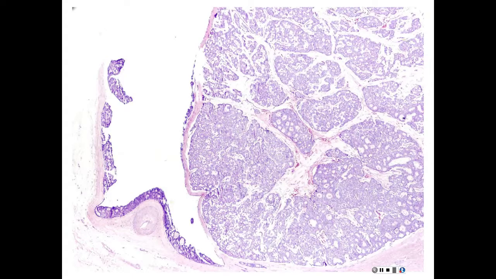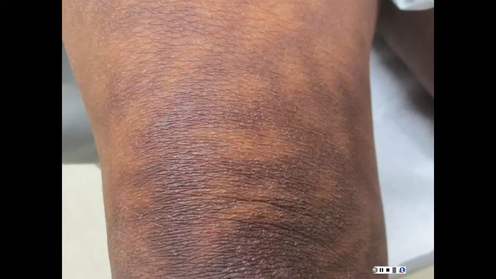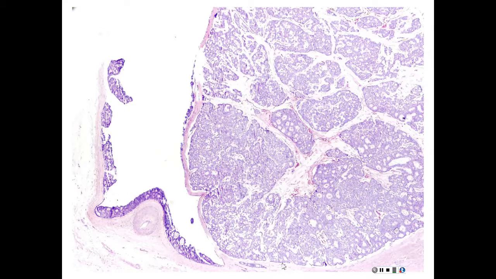And that's what you see. Given that we have some ducts here and some solid areas, I wish we had a little higher view of this, but my guess would be we're looking at a malignant spiroadenoma.